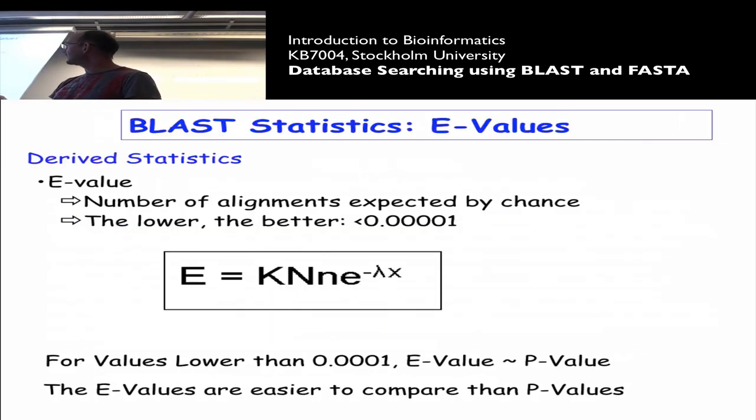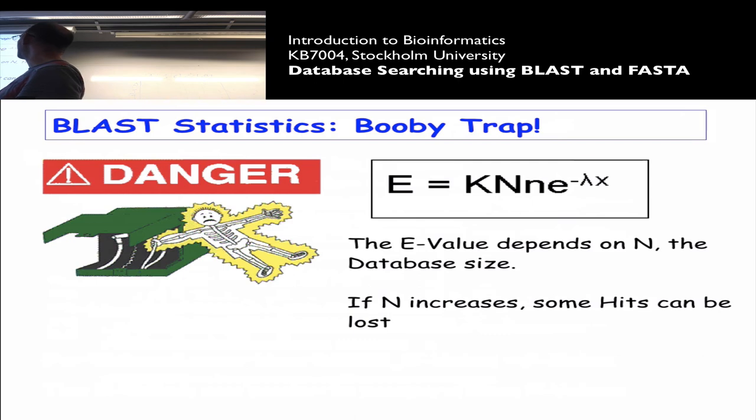So here is the formula again. The e-value and p-value are related: the p-value is 1 minus e to the minus e-value. For small values, it's the same thing. The lower the e-value, the better. For values less than 10 to the minus 4, the e-value is basically the same as the p-value, and it's somehow easier to compare e-values. As I said, remember one thing here: this depends on the database size, N instead of M. If N becomes bigger, some hits that are significant in a small database, with the same alignment score, are not going to be significant in a big database.